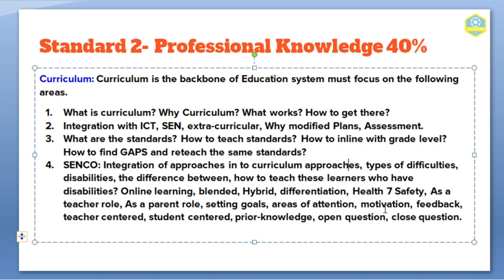I'm sure it's very clear that in standard 2 you have to focus on professional knowledge, and where you are going to get this professional knowledge I have mentioned from there.